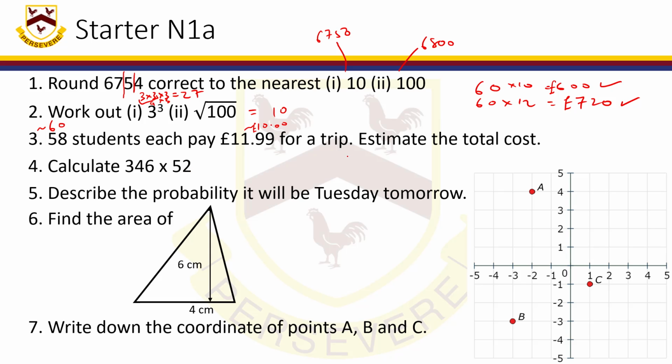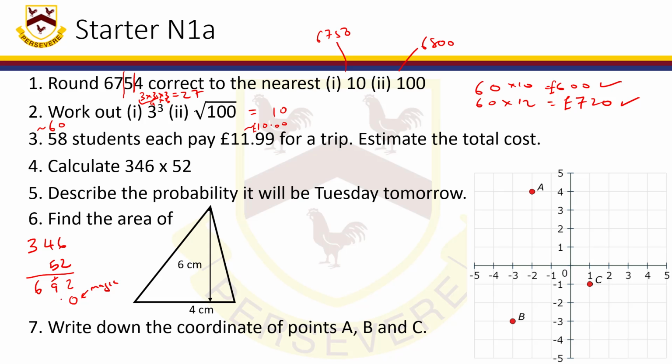Question 4, 346 times 52. Let's make some space. Where can I do that? Down here. 346 times 52. So first we multiply everything by 2. 2 times 6 is 12, so 2 carry the 1. 2 times 4 is 8, plus 1 is 9, cross the 1 off, and then 2 times 3 is 6. Put our magic 0 here, because we're now going to be multiplying by 10.